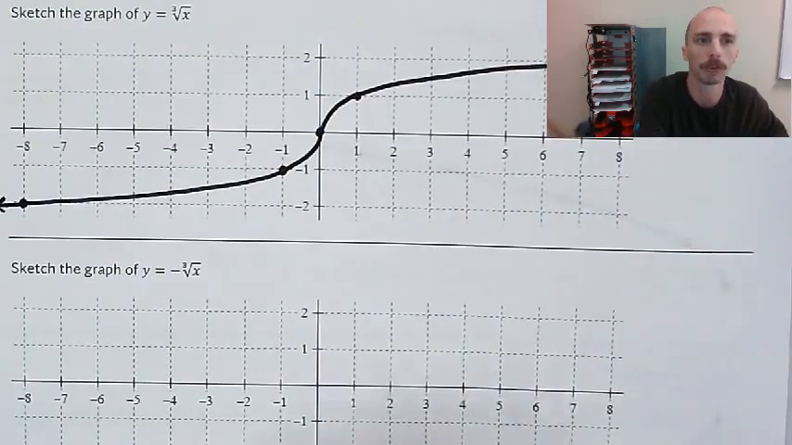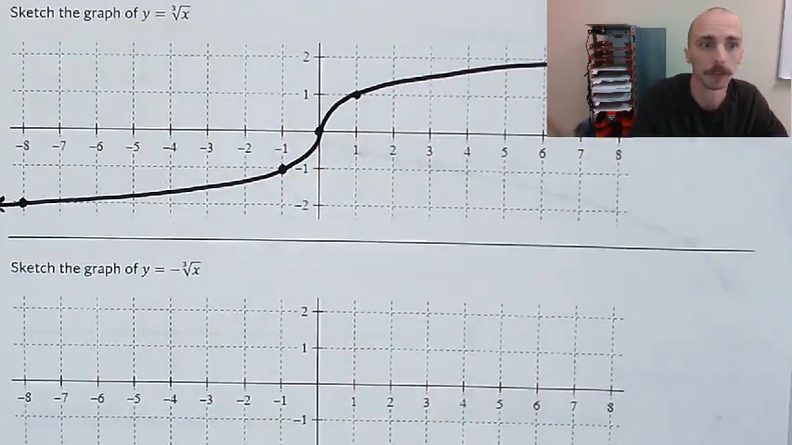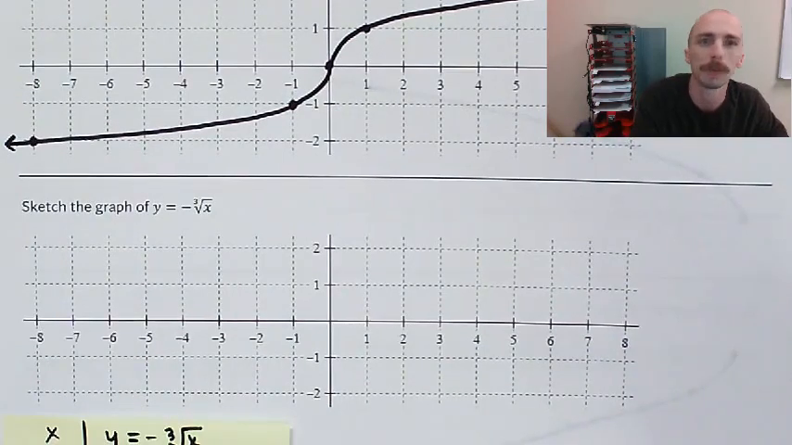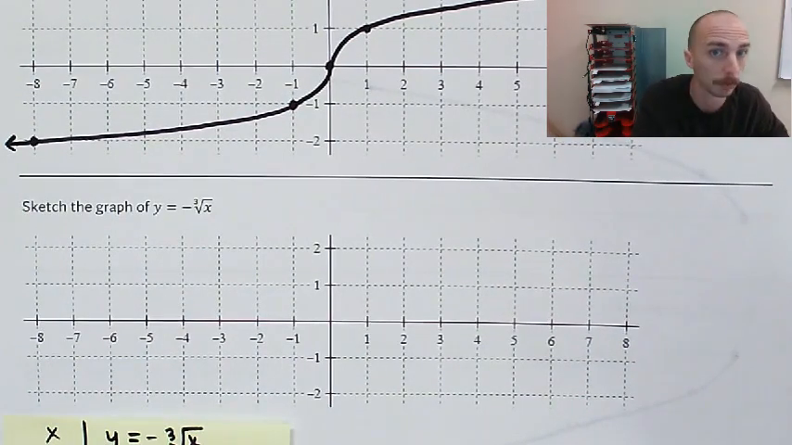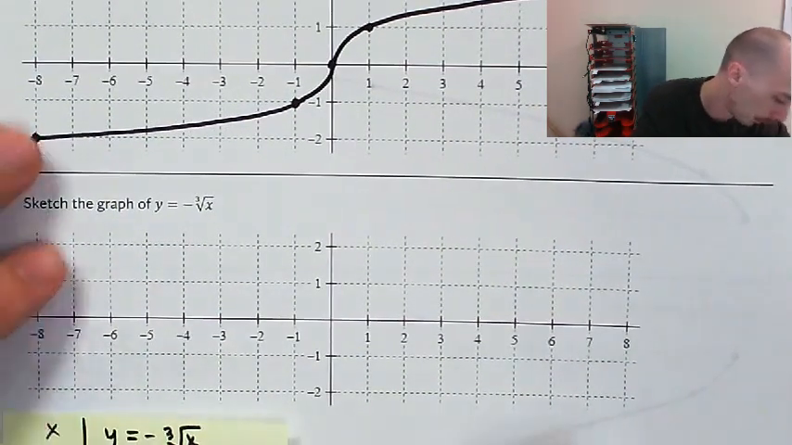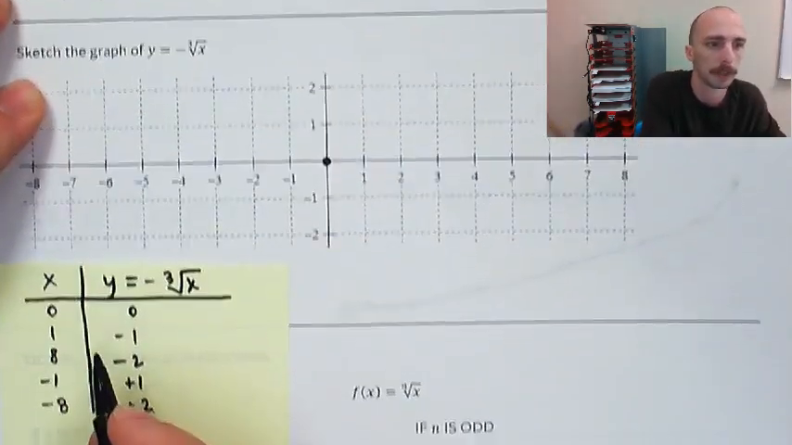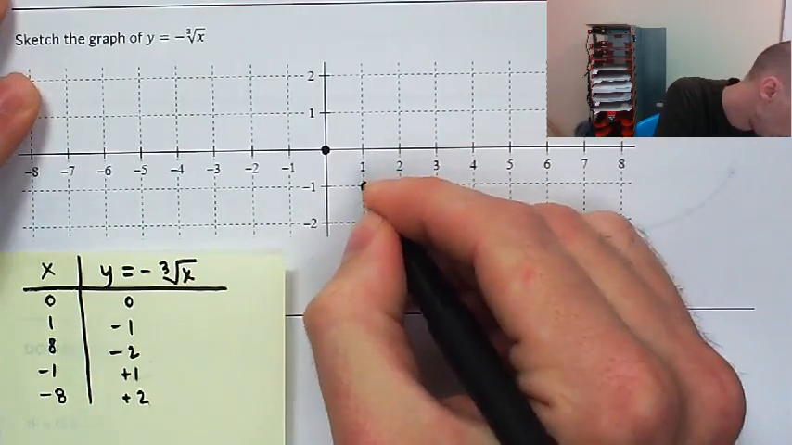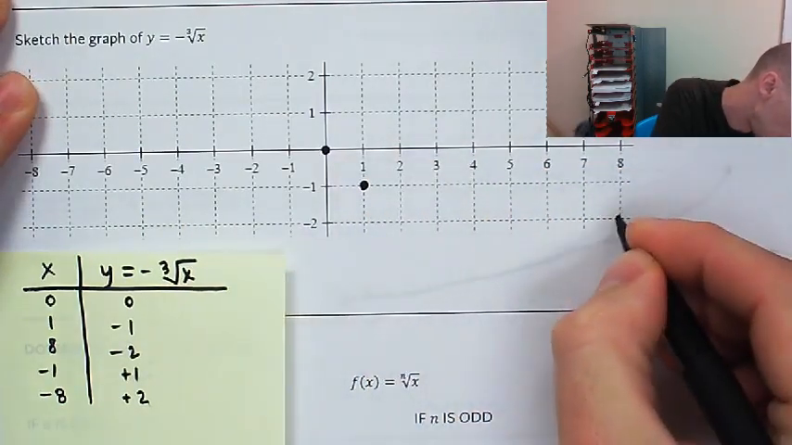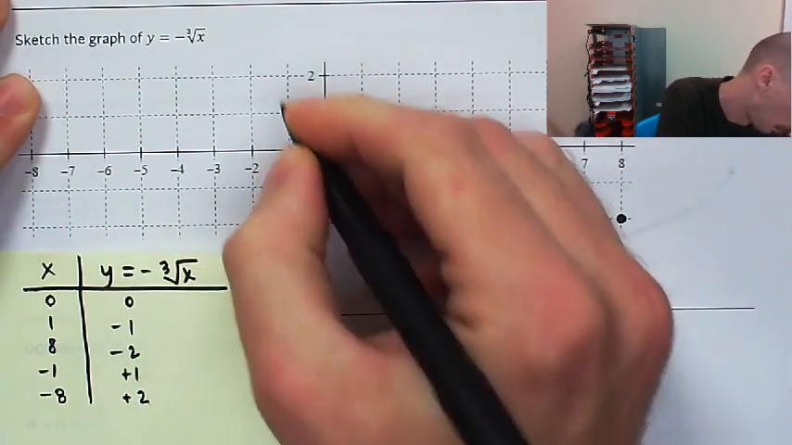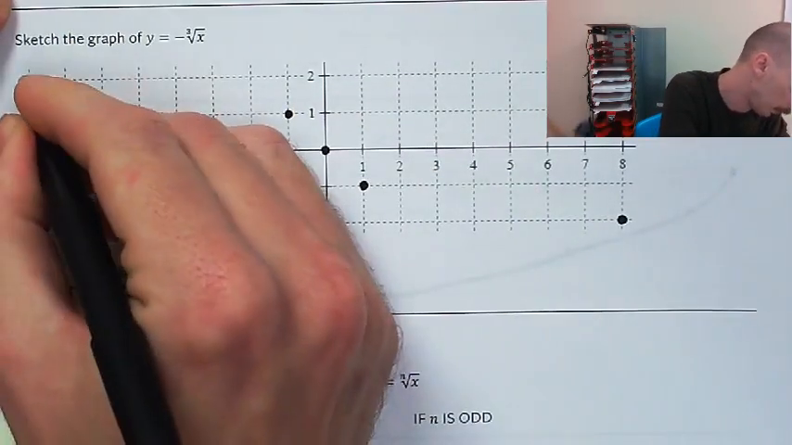So kind of like before, we're just going to see this thing flip. It's going to be upside down. All of the negative y's became positive y's, and all the positive y's became negative y's. So I'm going to plot 0, 0, 1, -1. You can't even see my table. 1, -1, 8, -2, -1, +1, and -8, +2.